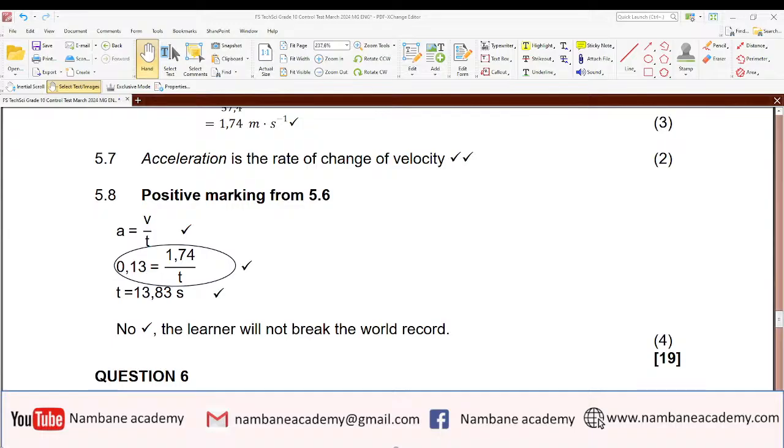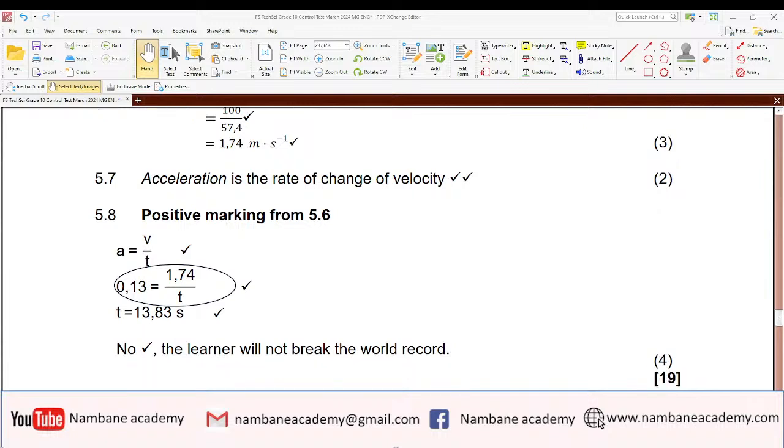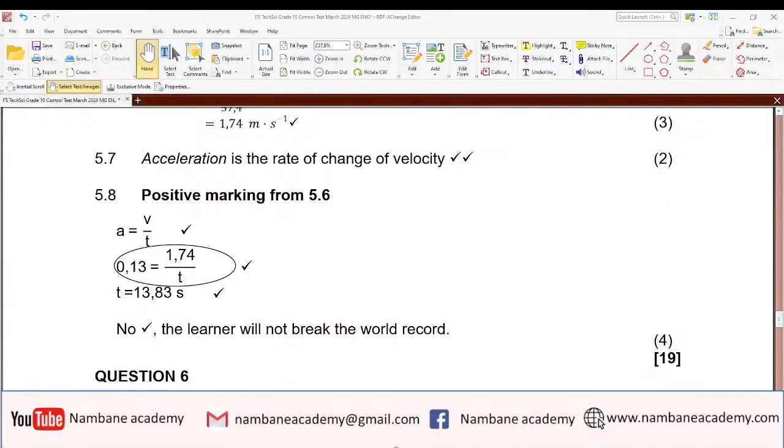ladies and gentlemen, from 5.6. So just check if the learner took that velocity of 5.6 and substituted into 5.8. We continue marking, hence it is positive marking. The final answer, ladies and gentlemen, is t is equals to 13.83 seconds. Now, the learner must conclude because the question was, will the learner break the record or not? So the answer there should be no, the learner will not break the world record.